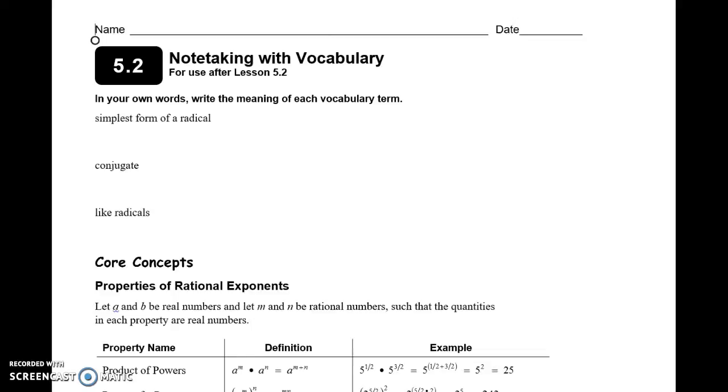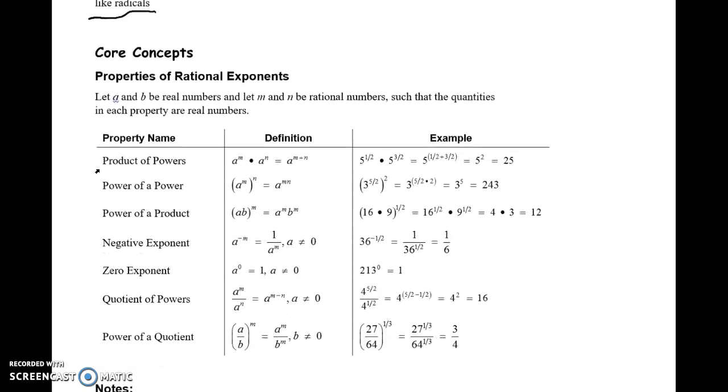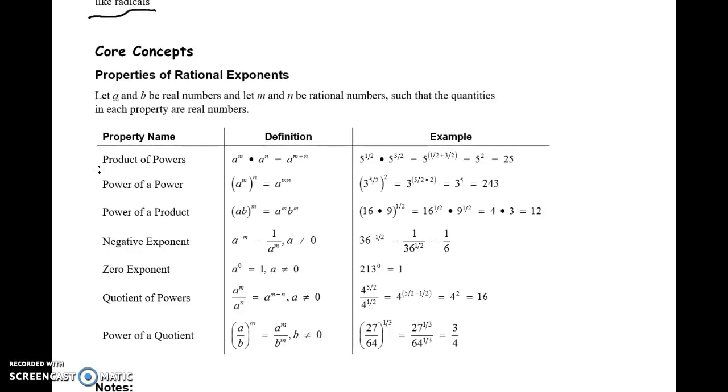Go to page 130 in your journal to start section 5.2 and copy down the definitions for simplest form of a radical, conjugate, and like radicals. You'll see the definitions appear at the side. You can also review your core concepts. These are all the properties of exponents that we reviewed in the previous video.